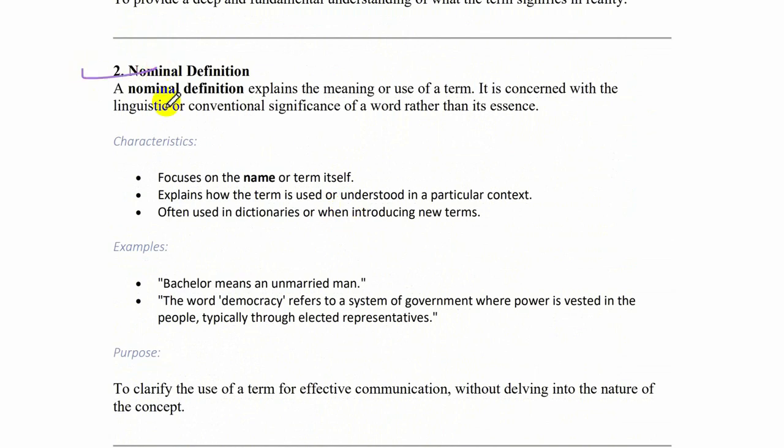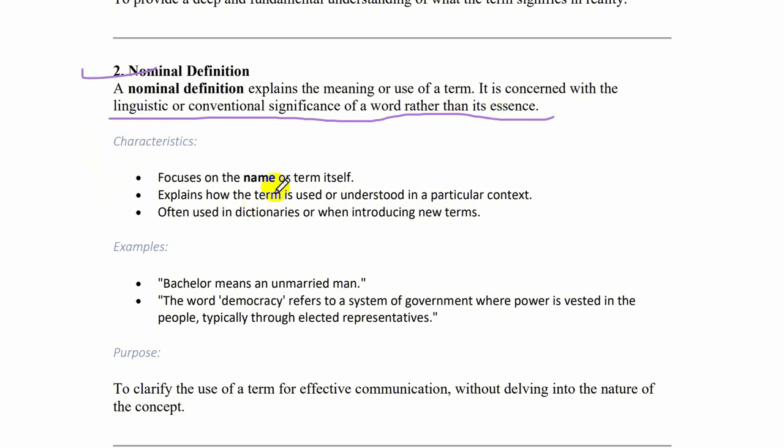Nominal definition. A nominal definition, on the other hand, explains the meaning or how that term is to be used. For example, the triangle: how the triangle is to be used, or what the meaning of a triangle is. It is concerned with the linguistic or conventional significance of a word rather than its essence, its nature or its characteristics. So let's look at its characteristics.